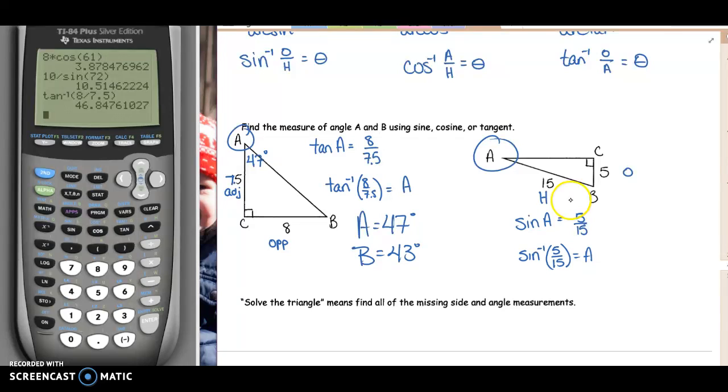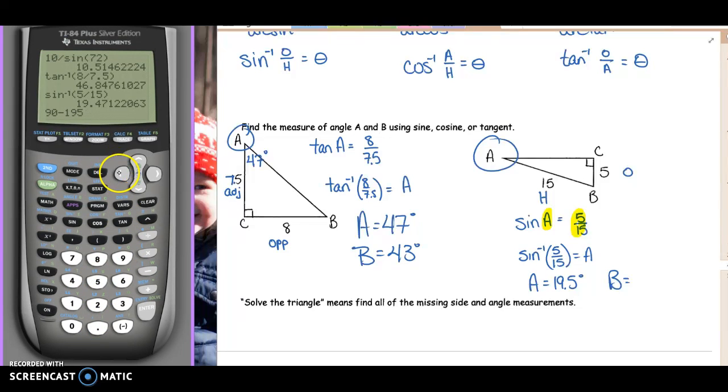That inverse function allows us to take the angle measure and the side lengths and trade places. So punch this into your calculator. Second sine of 5 over 15. That gives us that angle A is 19.5 degrees. So the measure of angle B, we would do 180 minus 90 minus 19.5. And we would get 70.5. So angle B has a measure of 70.5 degrees.